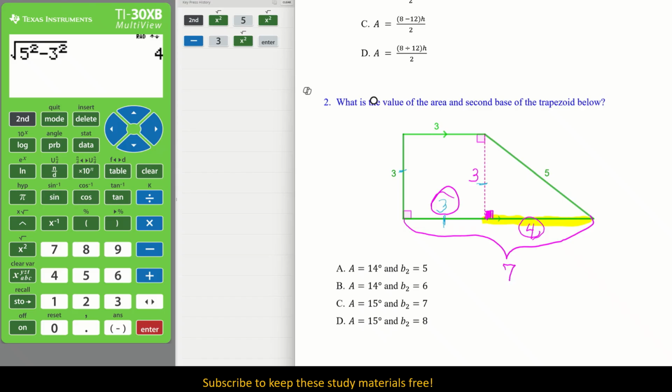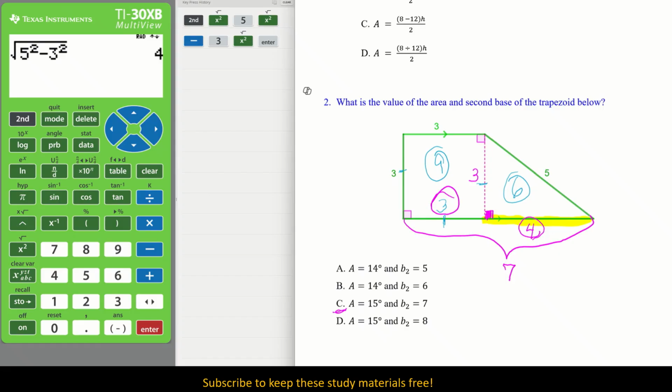Probably you can already see which option we need. It looks like it is C itself. So let's see here. 3 times 3 is 9, and 3 times 4 is 12 divided by 2 gives me 6. I did all that in my head, which is probably not the best thing to do.